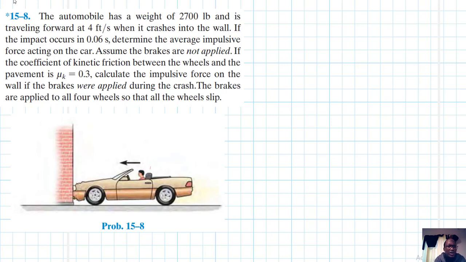If the coefficient of kinetic friction between the wheels and the pavement is 0.3, calculate the impulsive force on the wall if the brakes were applied during the crash. The brakes are applied to all the four wheels so that all the wheels slip.